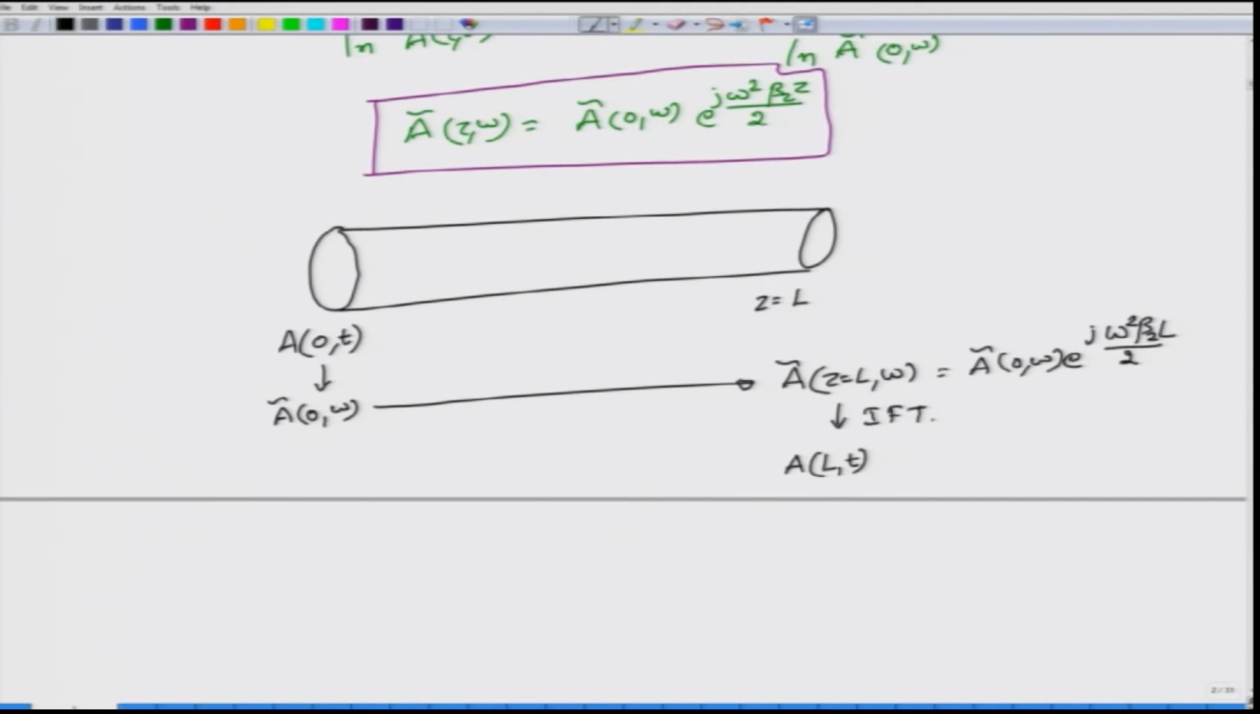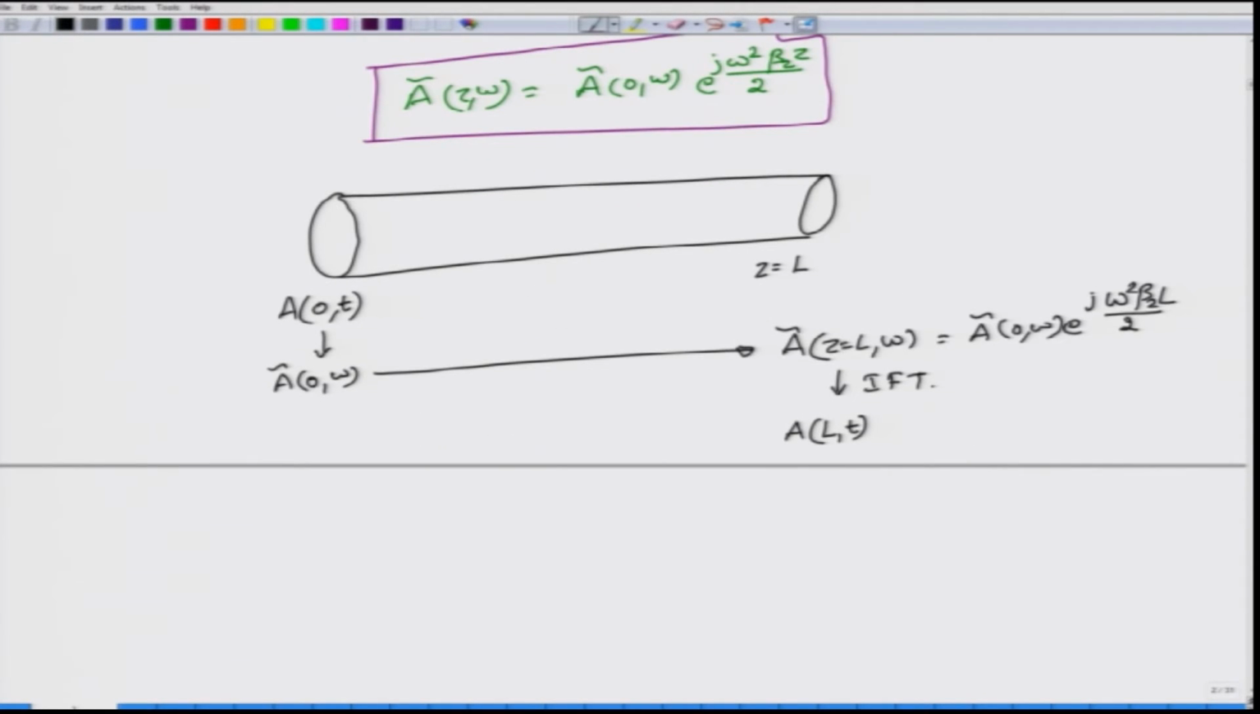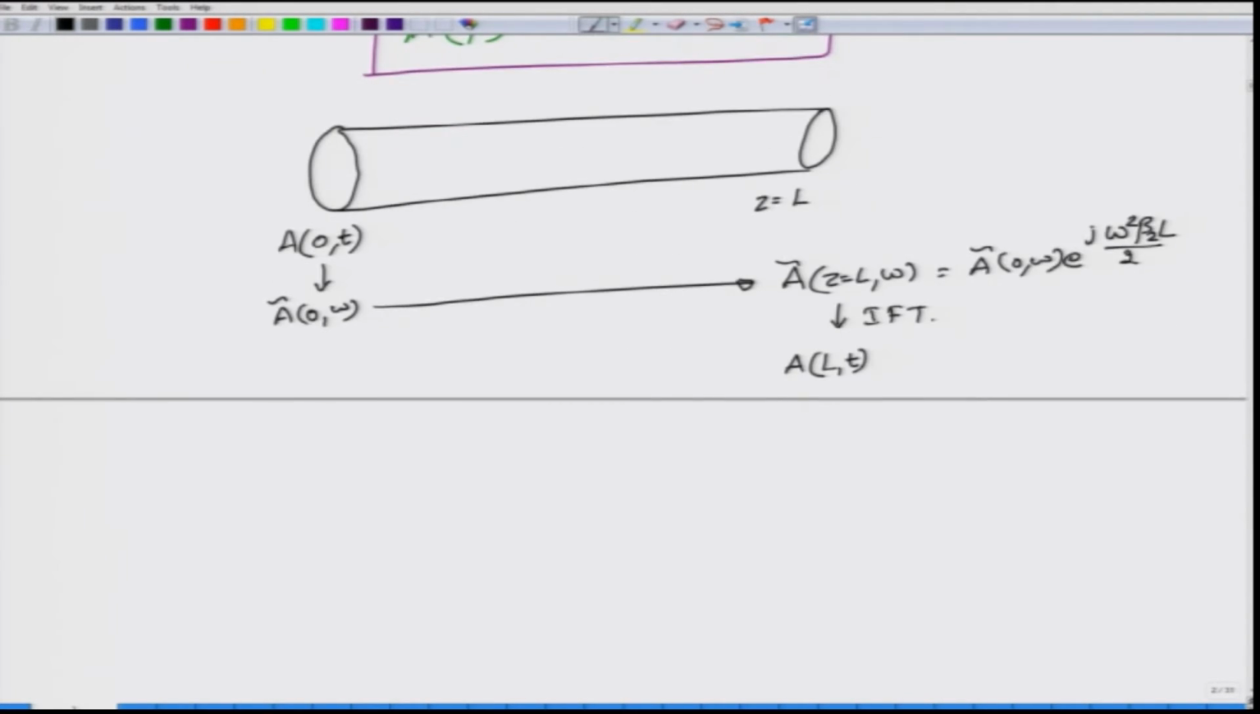Let us very quickly apply this formula that we have derived for propagation when there is no nonlinearity, to the familiar case of a Gaussian pulse. The Gaussian pulse at z = 0 can be written as A(0,t) = e^(-t²/2t0²), where t0 is of course proportional to the FWHM of the pulse.